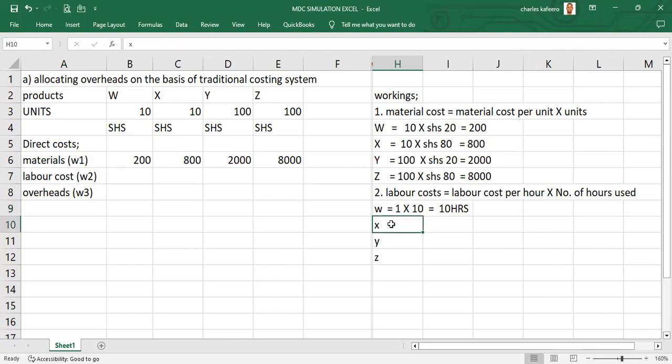Then we go to product X, which will be, to produce 1 unit of product X, we need 3 hours per each unit. It means it will be that 3 hours times the number of units, which are 10. And this will give us 30 hours.